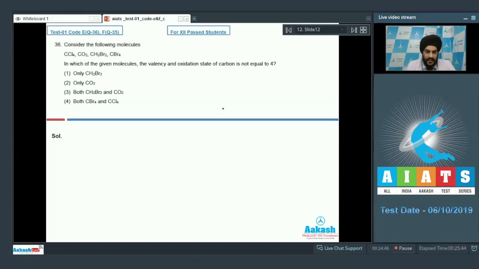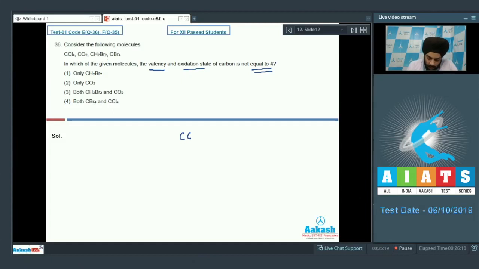Question number 36. Consider the following molecules. So we've been given 4 molecules: CCl4, CO2, CH2Br2 and CBr4. And it is further asked in which of the given molecules the valency and the oxidation state of carbon is not equal to 4. So students, we can clearly see that in all of these compounds, the carbon is tetravalent. So valency is not a problem in all of these compounds. All that is left now is to figure out the oxidation state.